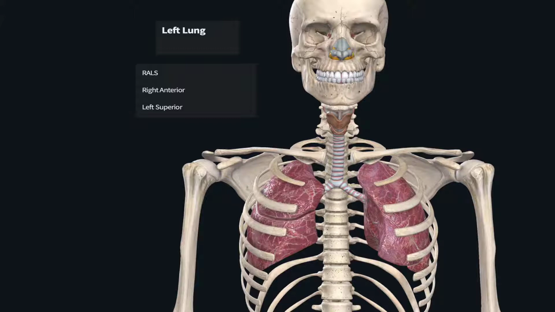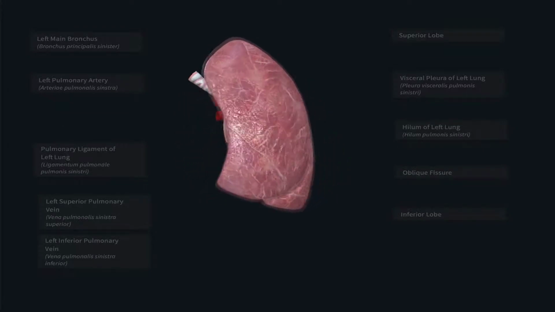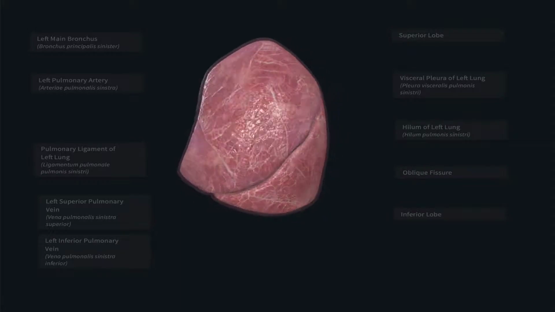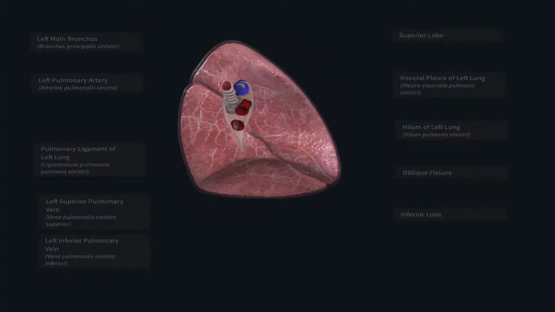So let's isolate and look at just the left lung by itself. From this view, we're looking at the medial surface of the lung. If I turn it over here, I only see lung tissue from the lateral side, but from the medial side, I can see all the content coming in or exiting the lung. So let's start with some definitions.